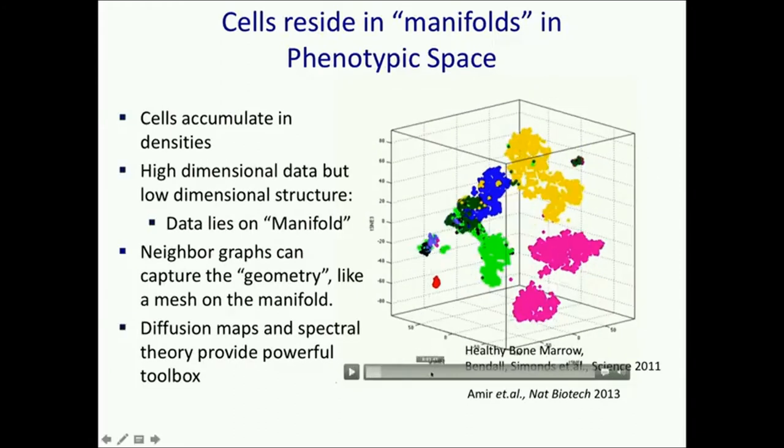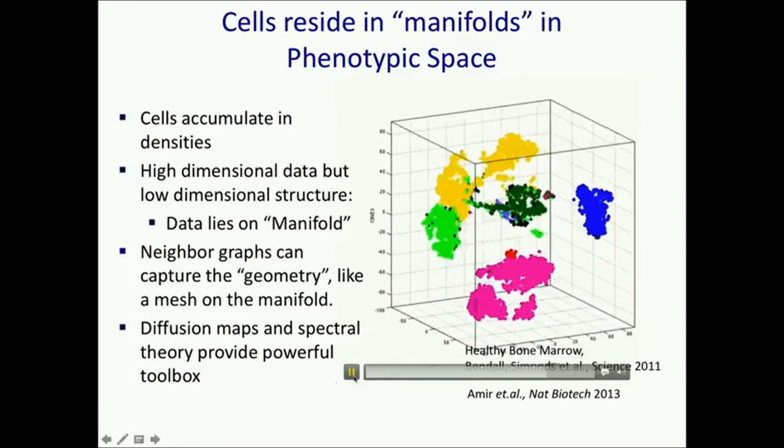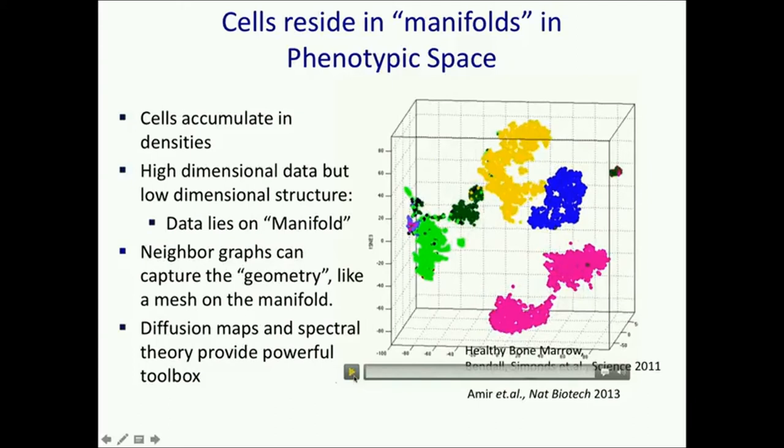This is the work with Gary, the first CyTOF paper, and you really see that the cells actually form very distinct low-dimensional structures. Neighbor graphs allow us to build a mesh to capture and model the structure of this space. It's been one of my favorite ways to approach these. And there's a lot of tools and math from diffusion maps and spectral theory that can really help us engage with these objects that are neighbor graphs of cells.